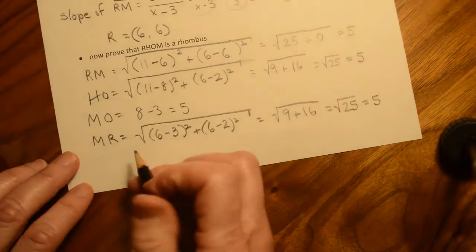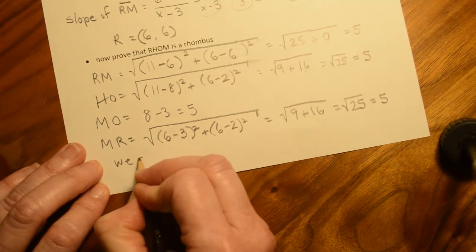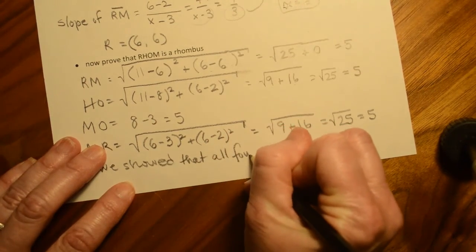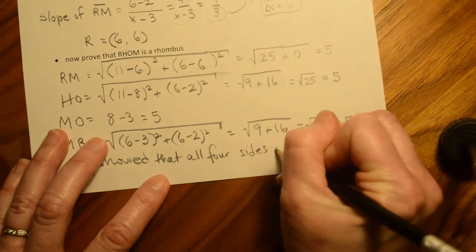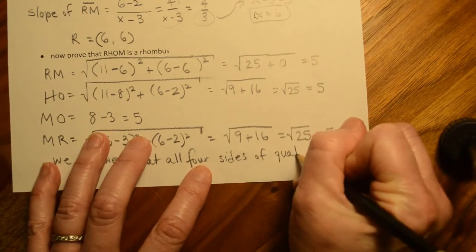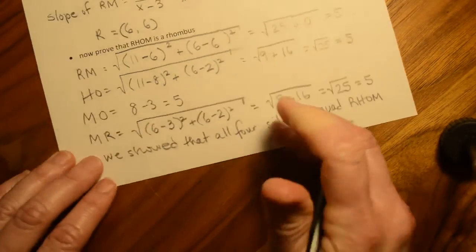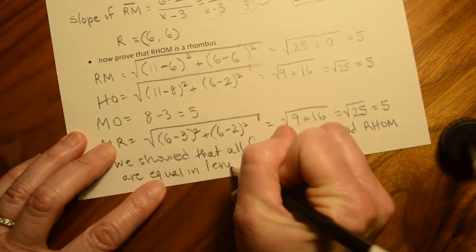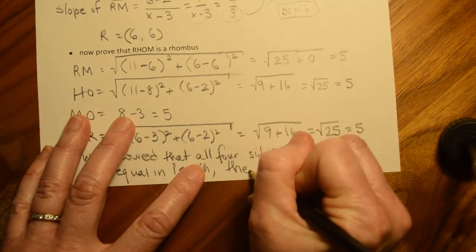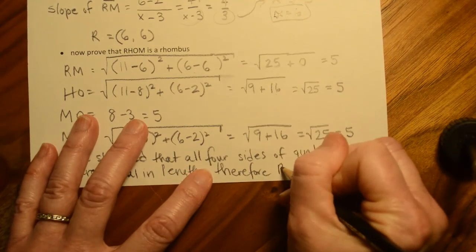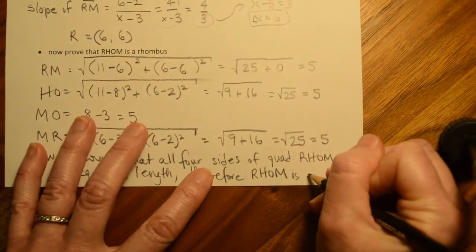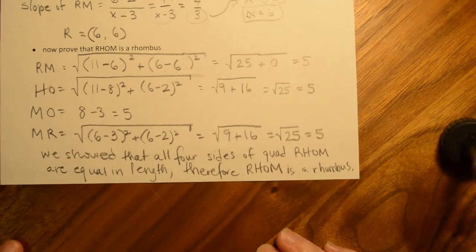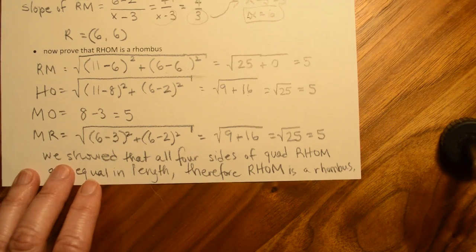All right, so what we're going to do here is we're going to say we showed that all 4 sides of quadrilateral RHOM are equal in length. Therefore, RHOM is a rhombus. Okay. All right. I'm going to move on to problem number 3 in the next video.